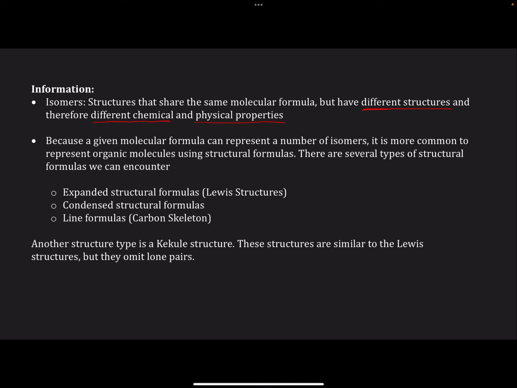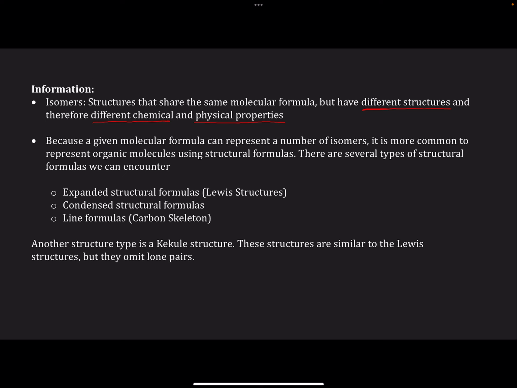Because a given molecular formula can represent a number of isomers, it is more common to represent organic molecules using structural formulas. There are several types of structural formulas we can encounter. We have our expanded structural formulas. These are more representative of our Lewis structures. So if you recall Lewis structures from first semester chemistry, where you're drawing all of your atoms out, all of your bonds, all of your lone pairs, those are going to be our expanded structural formulas for organic compounds. Then we have condensed structural formulas, and then we're going to have line formulas or carbon skeleton formulas.